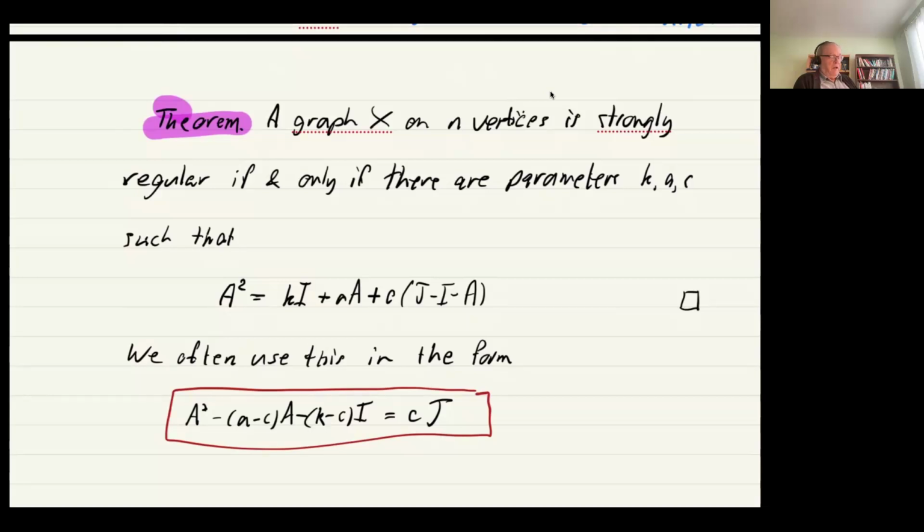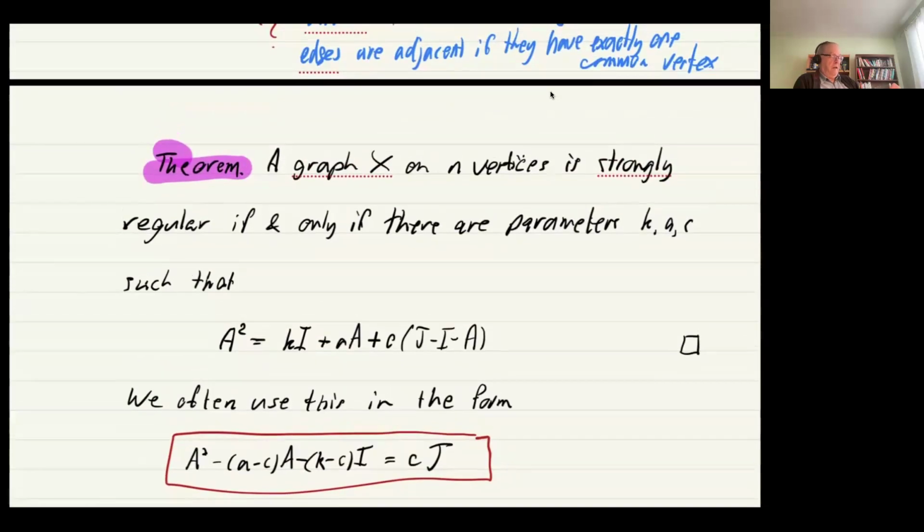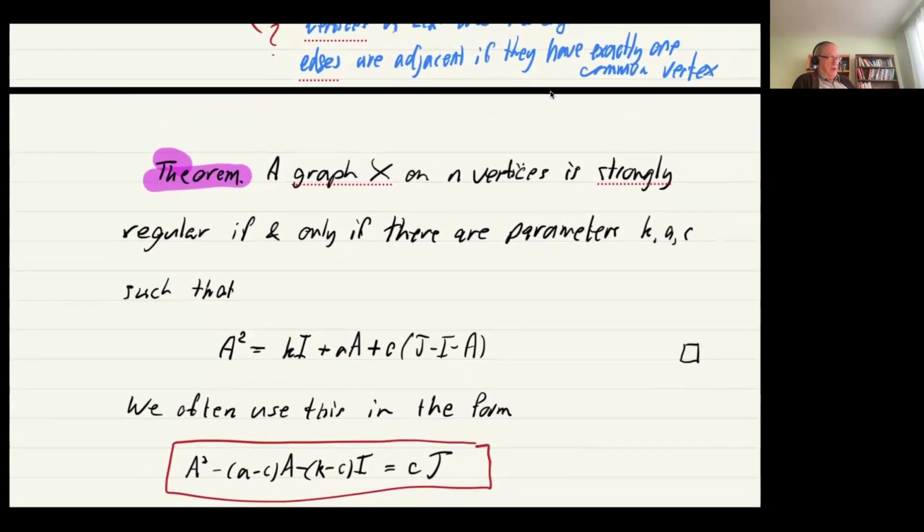Now, there's a linear algebra definition, which is often more useful. If we go down in terms of the adjacency matrix, the graph is strongly regular if and only if it's adjacency matrix A satisfies this condition with parameters k, a, and c. You usually put the number of vertices in there too. So that says A squared is a linear combination of I, A, and the adjacency matrix of the complement.